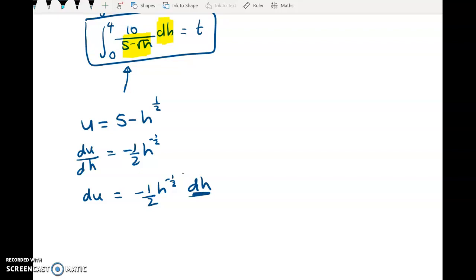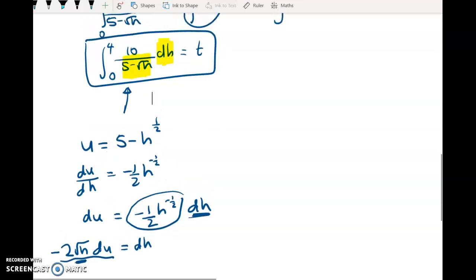So we're going to move all of this to the left-hand side by multiplying or dividing it. We get negative 2 root h du is equal to dh. This is not very good because we don't want to have any h's in here. What we're trying to do is to switch out that dh completely in terms of u.